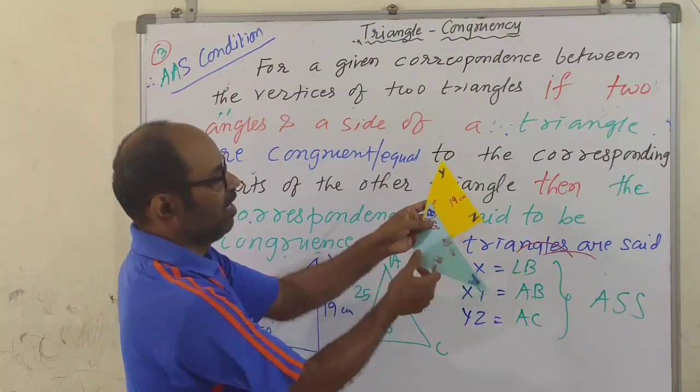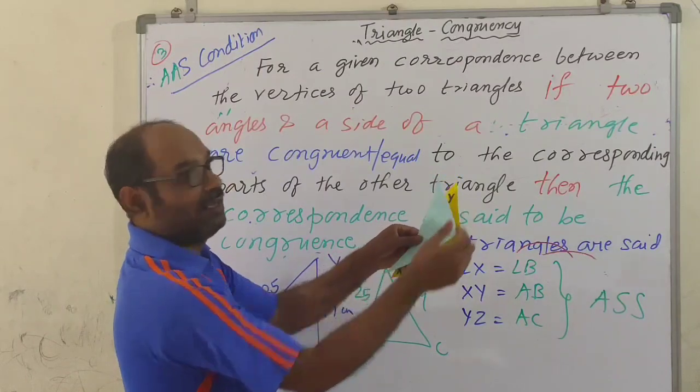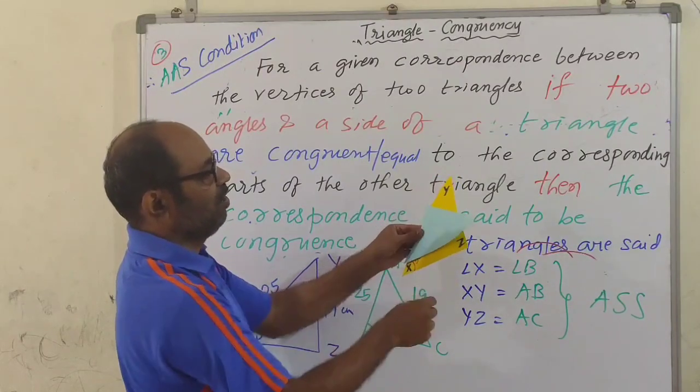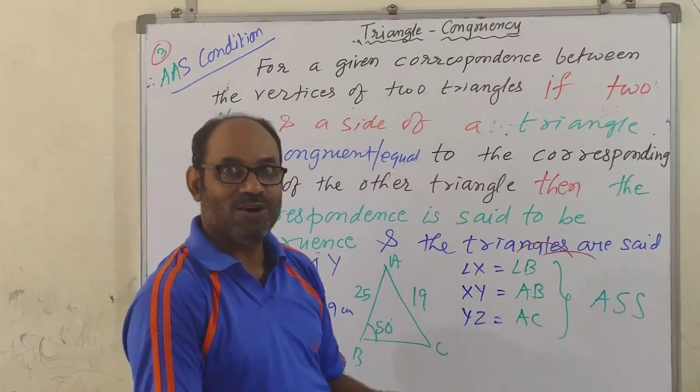Third correspondence. This is also not congruent. Turn it. This. No, they are not congruent. Fifth, not congruent. Sixth, not congruent. So for AAS, they are not congruent.